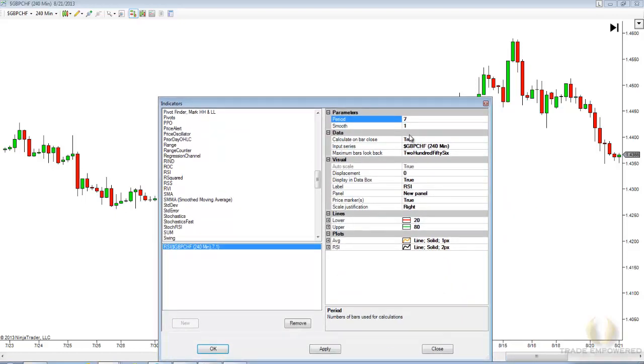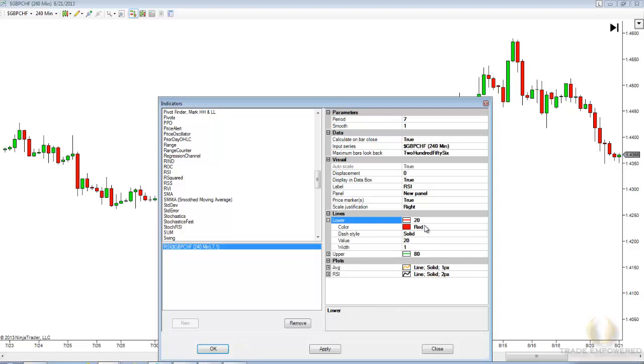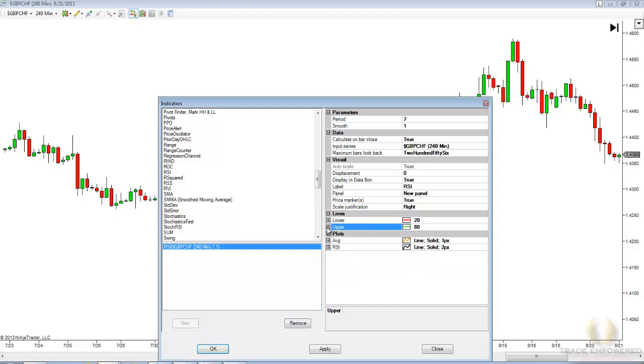But anyway, the period I use is 7. The smoothing, you don't need to worry about that too much. I have it 1 just so it makes it a little easier on the eyes. For the lines, I have my lower line at 20, so my oversold condition is going to be at 20. And my upper is at 80, so my overbought condition is going to be at 80. And these oversold, overbought levels, they basically give you an idea of when the market is overextended.